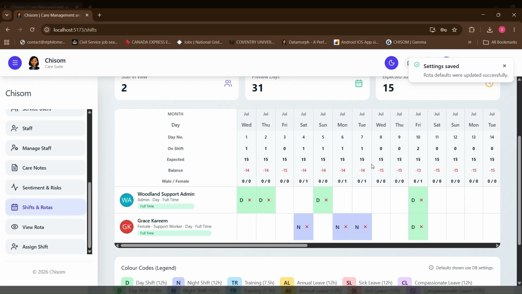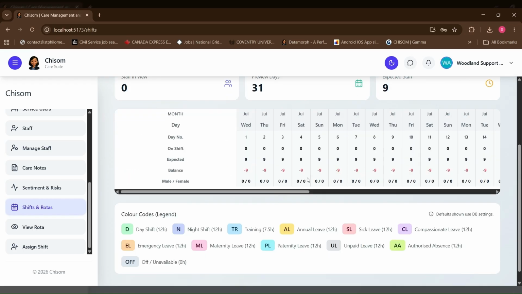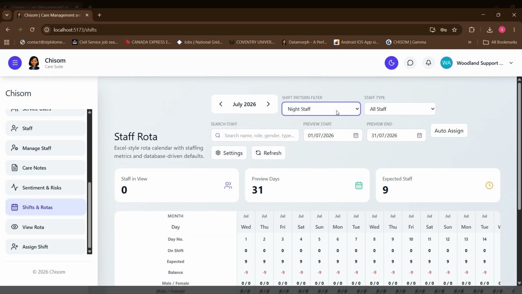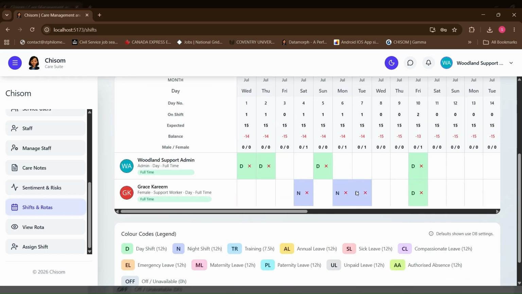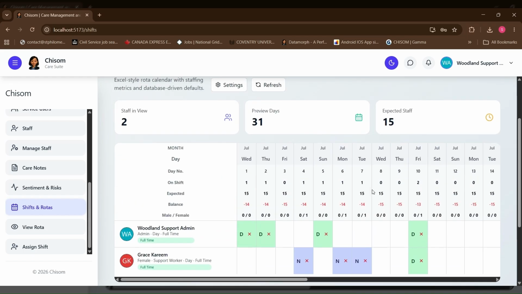If you look at this 15th day, if I change this to night, it shows 9. So it's actually a very detailed rota. The truth is, I've worked with so many systems like Brody, Log Market. Their rota system is not like this. This is actually unique. This is different from what the other companies offer.